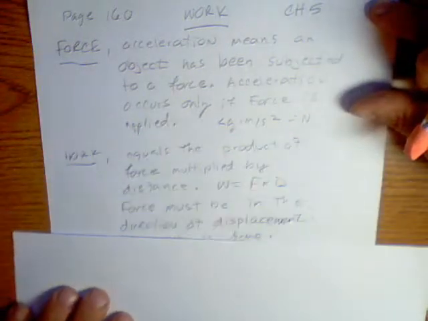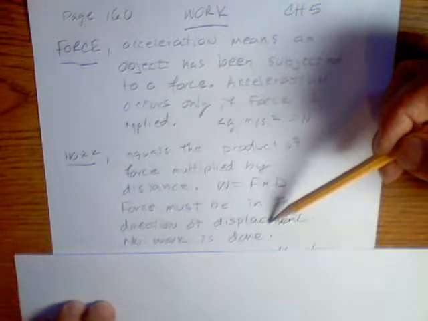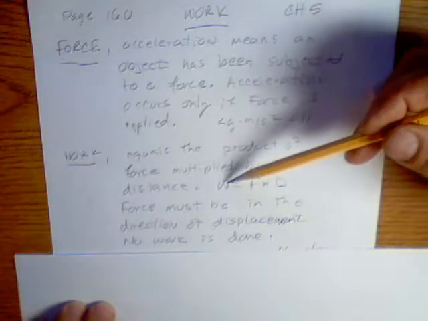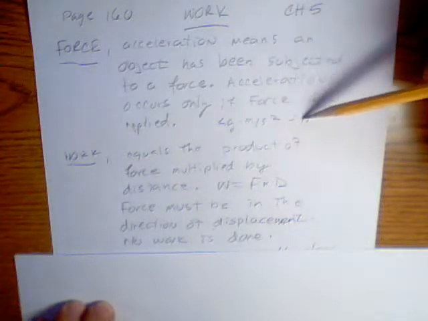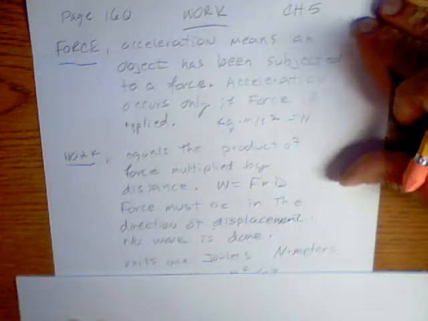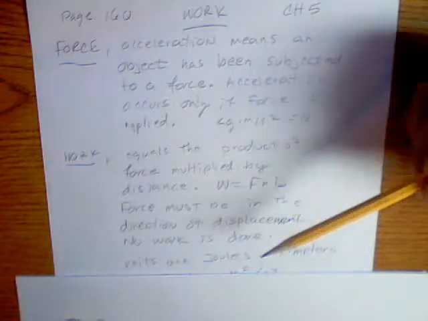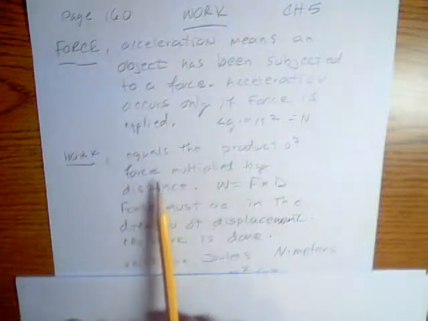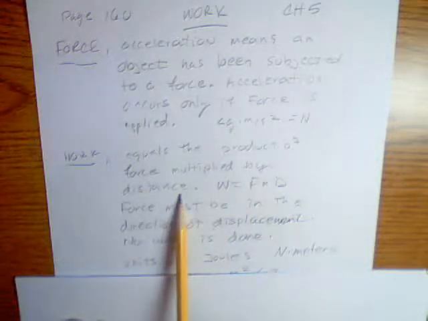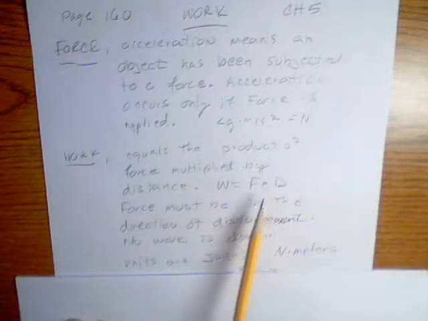Now, if you apply force over a displacement, then you've done work. So newtons are in the units for work, which are joules. All right, so work equals the product of force multiplied by distance. So if you apply force over a distance, you've done work.